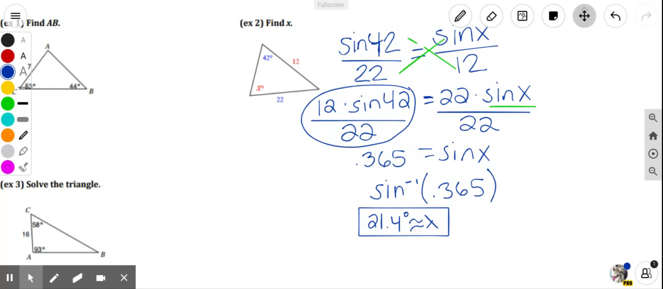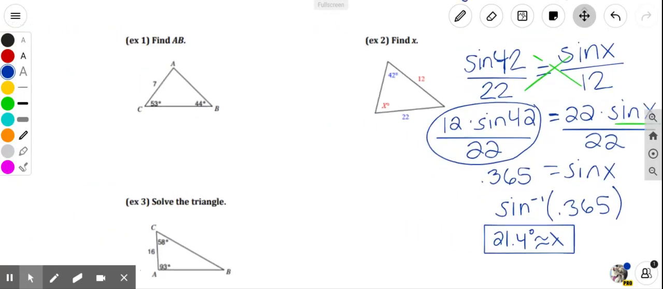But the answer to that one is 21.4. So you cross multiply, and then you have to do an inverse. I intended to do this one first.